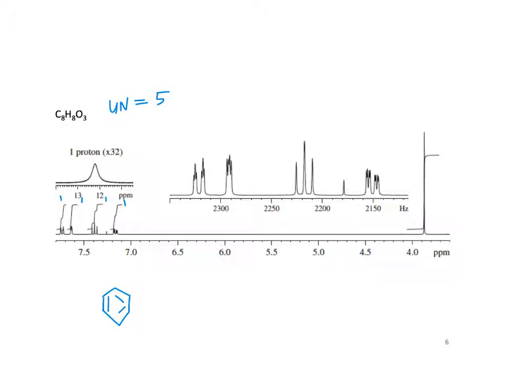What is this really small kick right there? This is just that one proton. This one is way out, at 12.2 or something, and it's blown up 32 times for us to be able to see it very well. So it's far out there and it's very broad. This is chloroform, the solvent, right there.